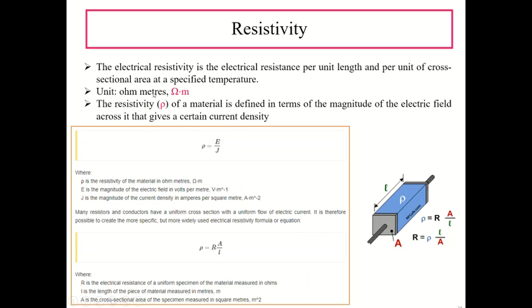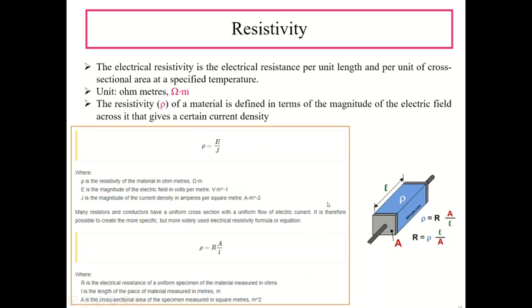The unit for resistivity is ohm meters, as you can see. The resistivity rho of a material is defined in terms of the magnitude of the electric field that gives us a certain current density, such that the resistivity rho is equal to the magnitude of the electric field over the magnitude of the current density, that is rho = E/J. Here rho is the resistivity of the material in ohm meters, E is the magnitude of the electric field in volts per meter, and J is the magnitude of the current density in amperes per square meter.